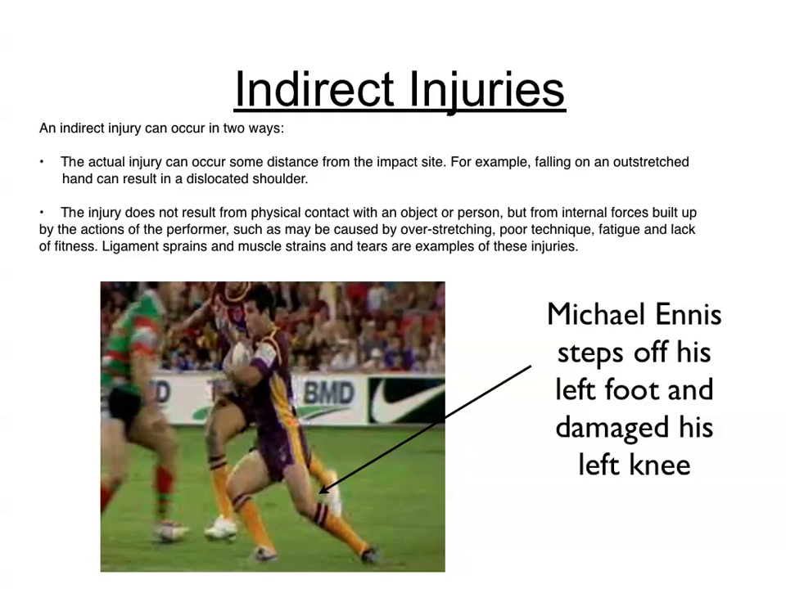In this picture here, you will see that Michael Ennis steps off his left foot, but he damages his left knee. So for an indirect injury, the point of impact on the ground is his foot, but the injury happens at his knee. So it's an indirect injury.